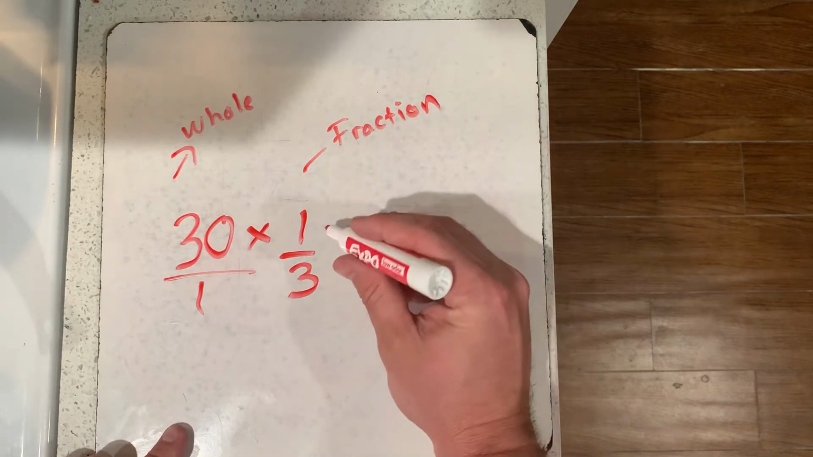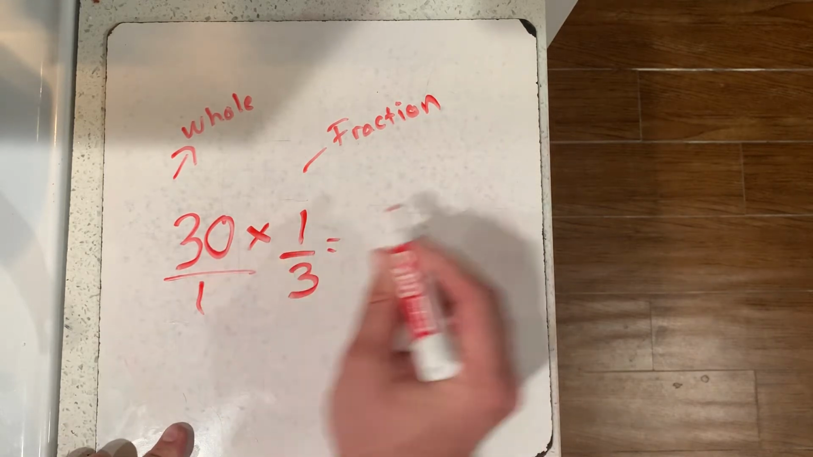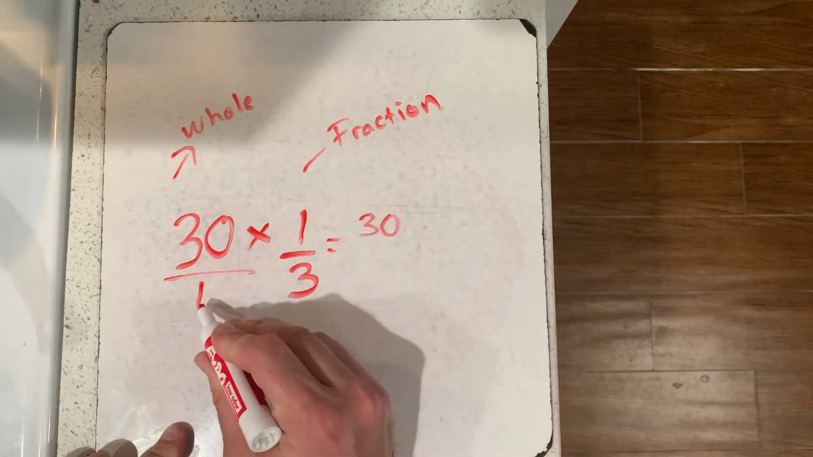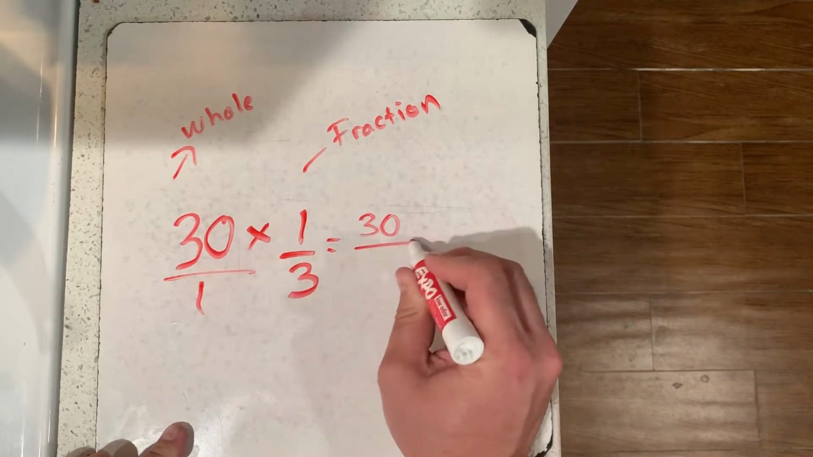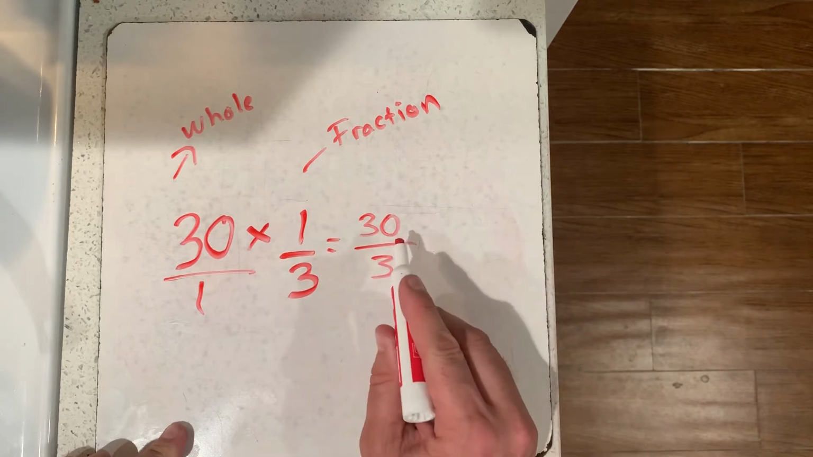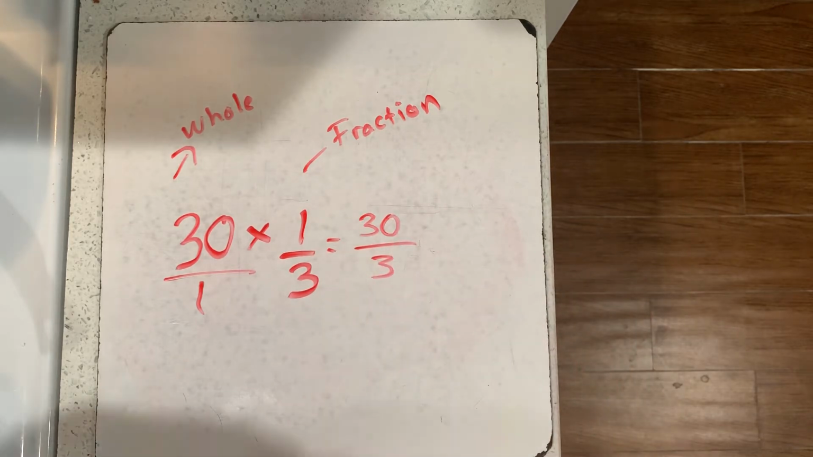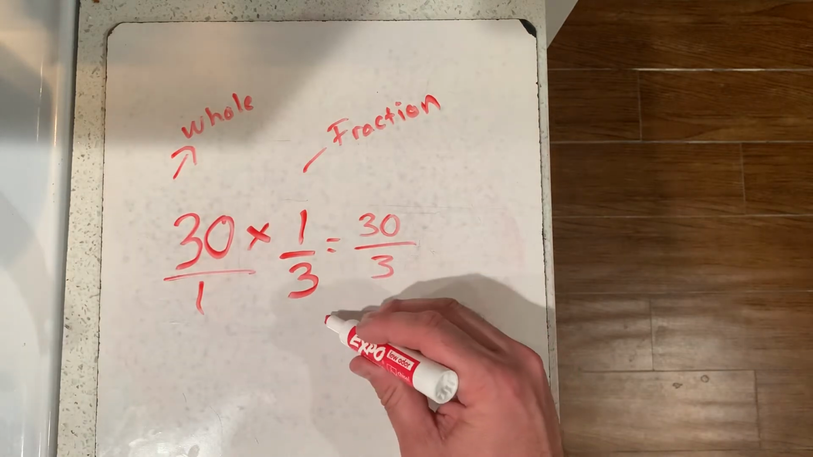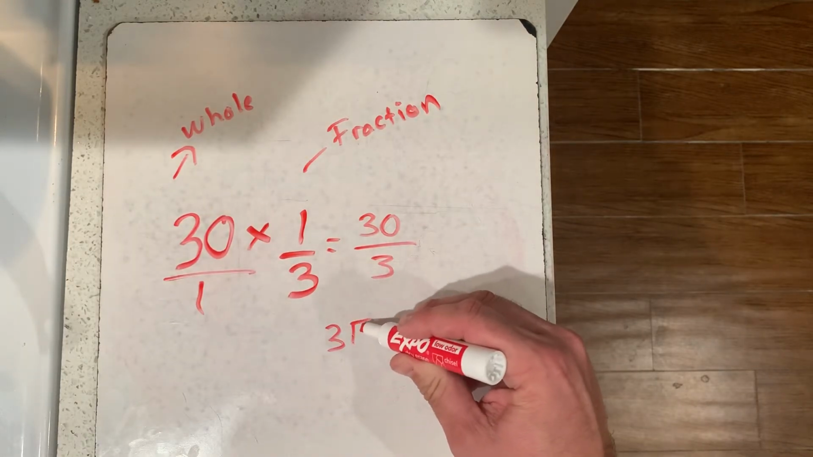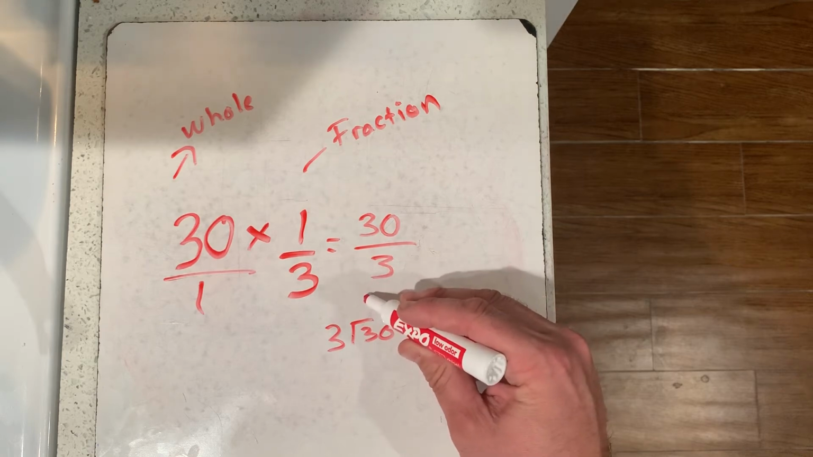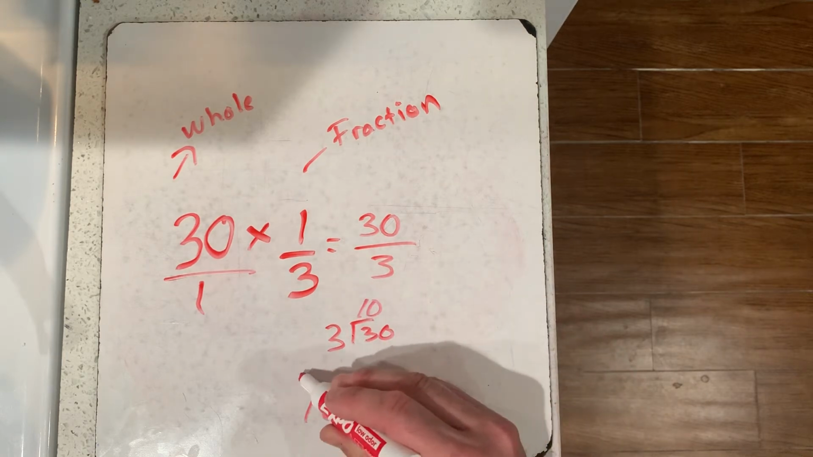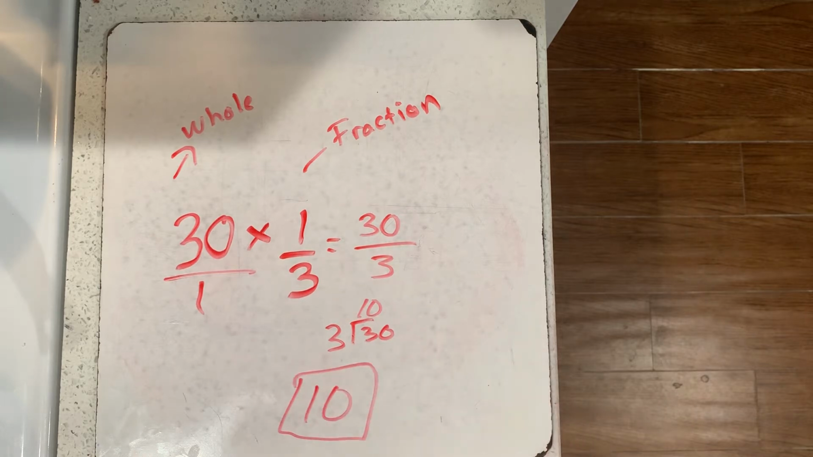Step 2, multiply. 30 times 1 equals 30. 1 times 3 is 3. Now, can you leave 30 over 3? Or do we have to simplify? We simplify. So 3 goes into 30, and mental math tells us 10 times. So the answer is 10. Feel free to pause this video at any time, just to really get the gist of the steps I'm taking to get 10, okay? Good, I'm going to erase this.